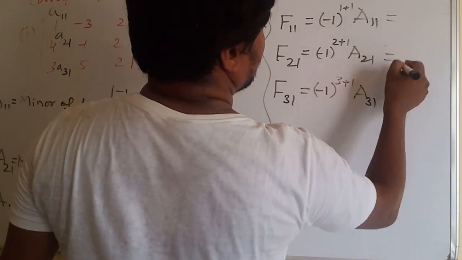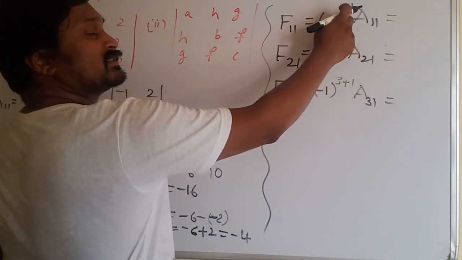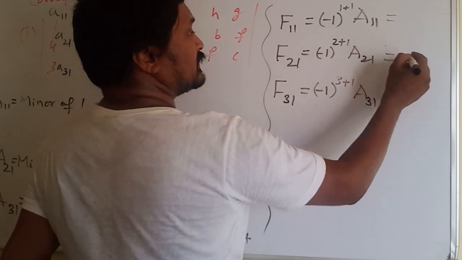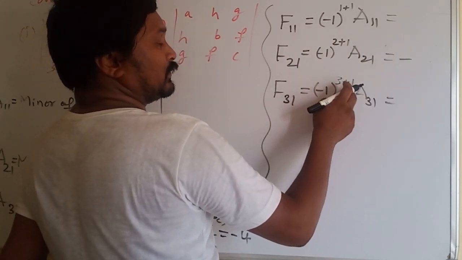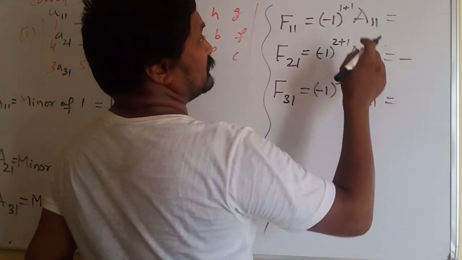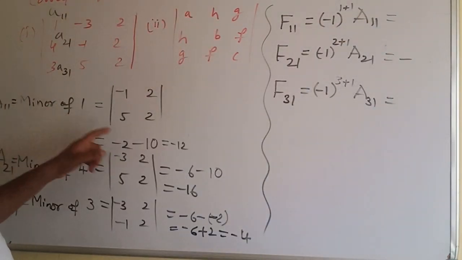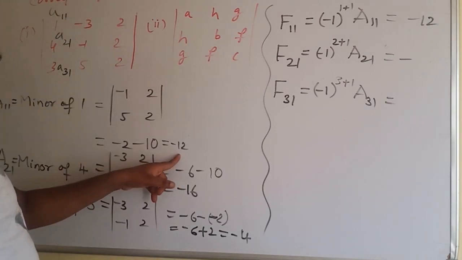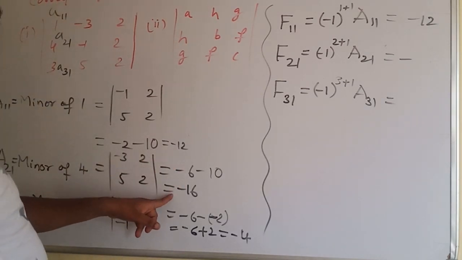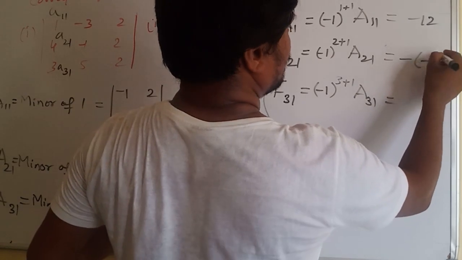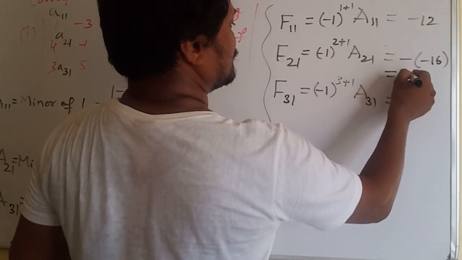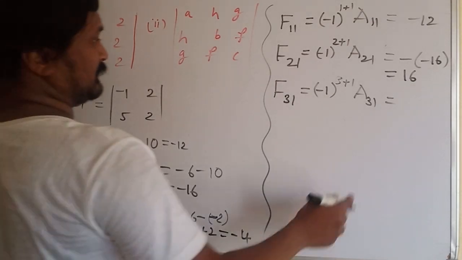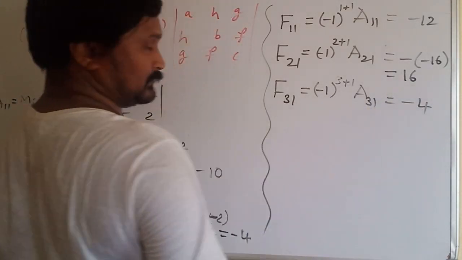Now check carefully: this sum is an even number, so that is positive. Here 2 plus 1 is 3, an odd number, so that is negative, and 3 plus 1 is 4, an even number, so that is positive. And what is A11? A11 value is -12. A21 you got as -16, so minus into minus is plus 16. Next, A31 is -4, so just write -4.